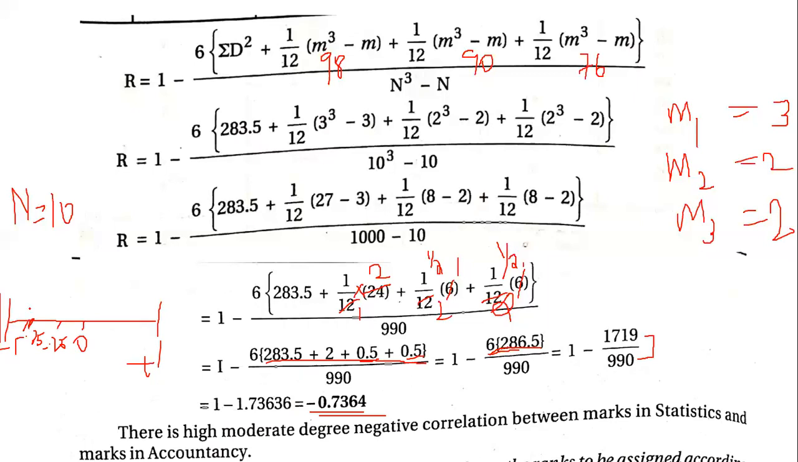But still it will come in the moderate level. Okay. From 0.25 to 0.75, this is the moderate level. But since it is very near to 0.75, 0.73 is very, very near to minus 0.75. So we can say it is high moderate degree of negative correlation. Why negative? Minus value. So high moderate degree negative correlation between the marks in statistics and accountancy.